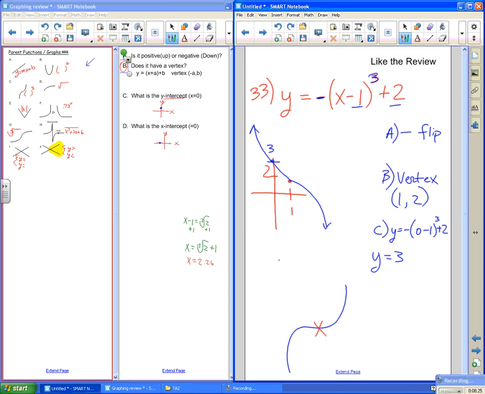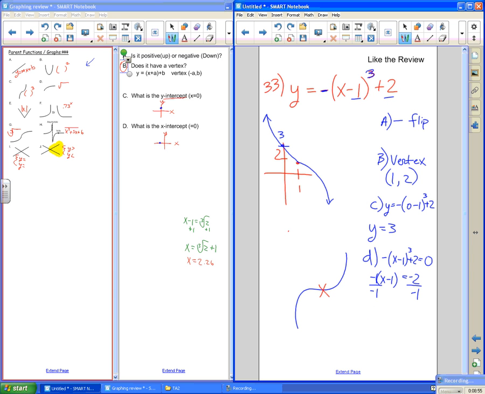Okay. And then if that's not enough, again, I go to step D. What is the x-intercept? So when does this thing equal 0? So I'm going to go negative, parentheses x minus 1, to the third, plus 2. Subtract 2 is what I wanted to do first. So when I subtract 2, I get negative 2. And I'm going to divide by negative 1. Okay. So that gives me x minus 1 equals 2. And then I'm going to add 1. So I get my x-intercept equals 3. That's when I should hit my x.